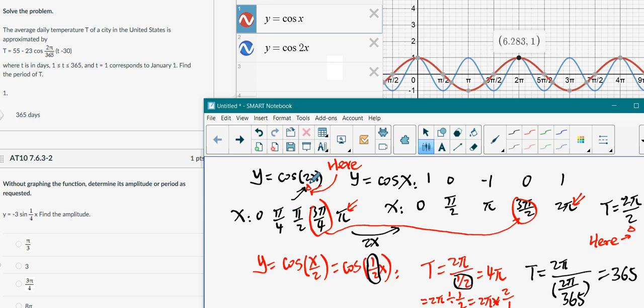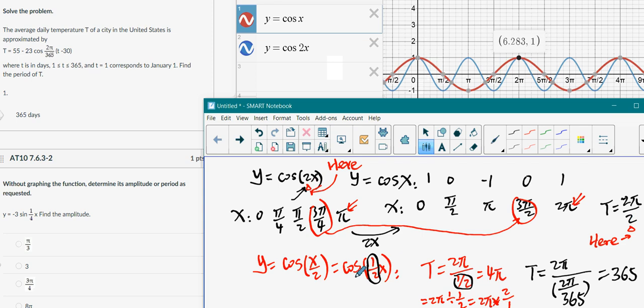What does this 2 play? It plays the role of a denominator. If 2 pi is always the period for cosine x, you divide it by 2 and you get the period for cosine 2x. That's the reason: you always use the original period 2 pi divided by 2.